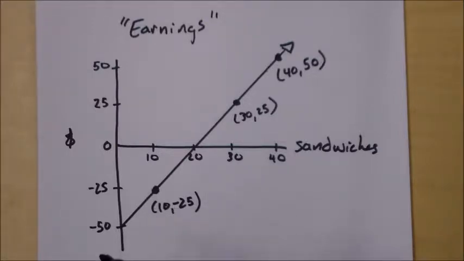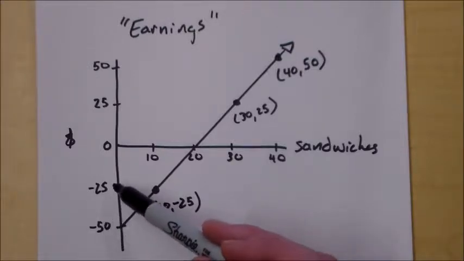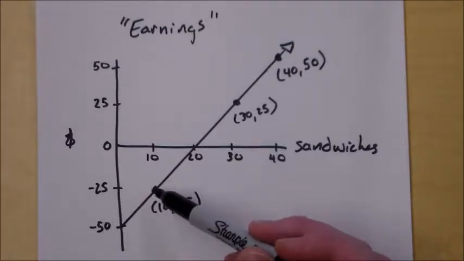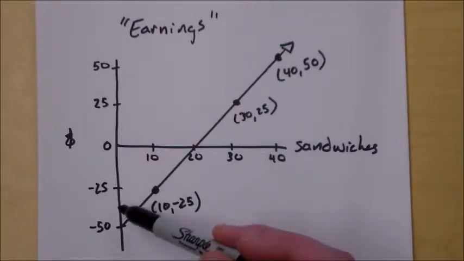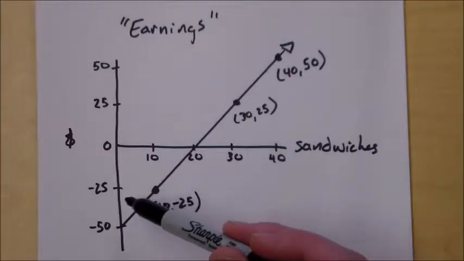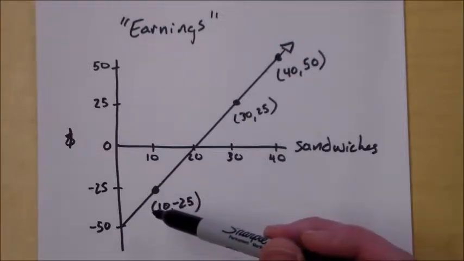What's my rise over run? What's my constant of proportionality? Well, you think your rise is 25, your run is 10, so it's the same deal. It's still $2.50 per sandwich, right? Because you rise 25, you run 10. 25 divided by 10 is still 2.5.